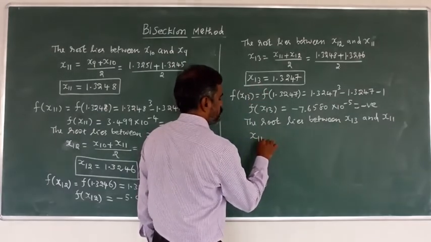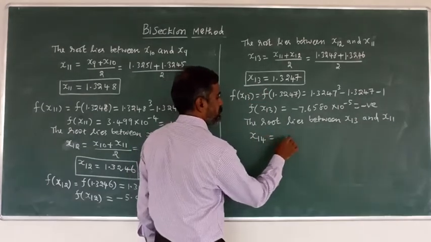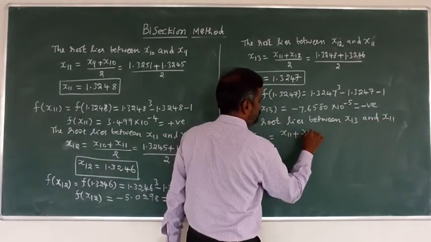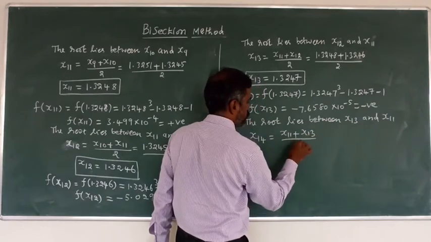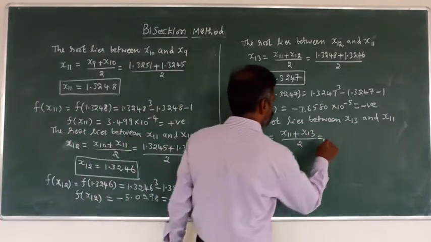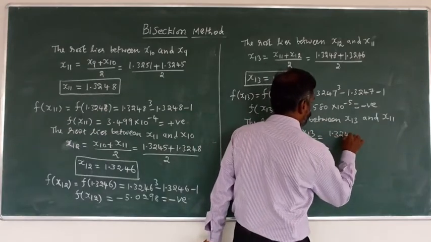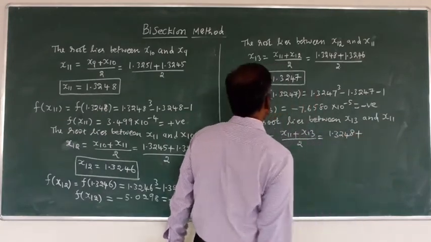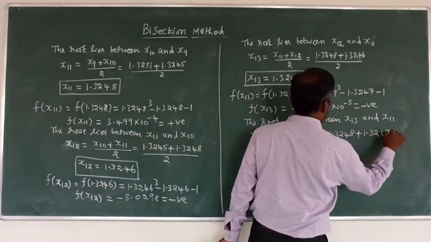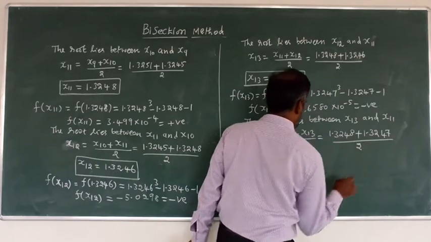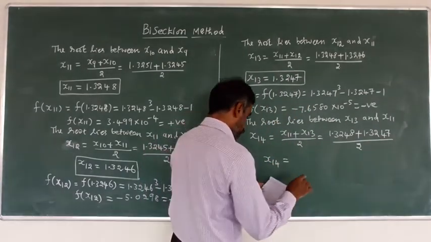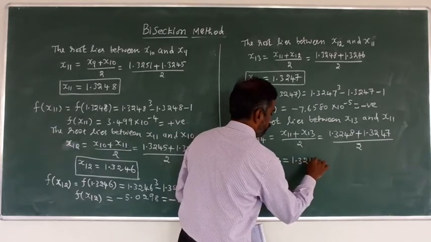Next iteration: x14 is the average of these two, x11 plus x13 divided by 2. x11 value 1.3248 plus x13 value 1.3247 divided by 2. Now we get x14 equal to 1.3247.